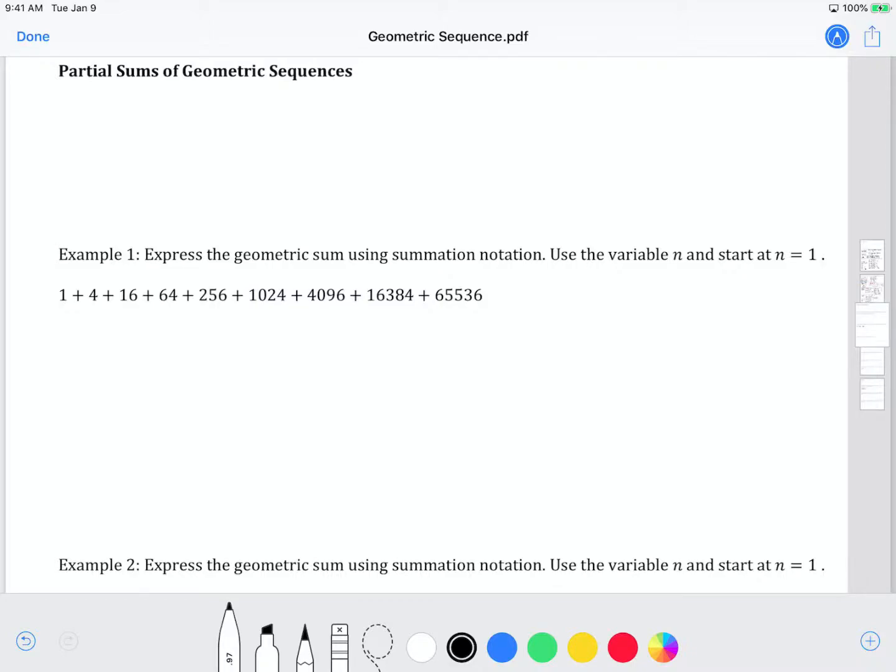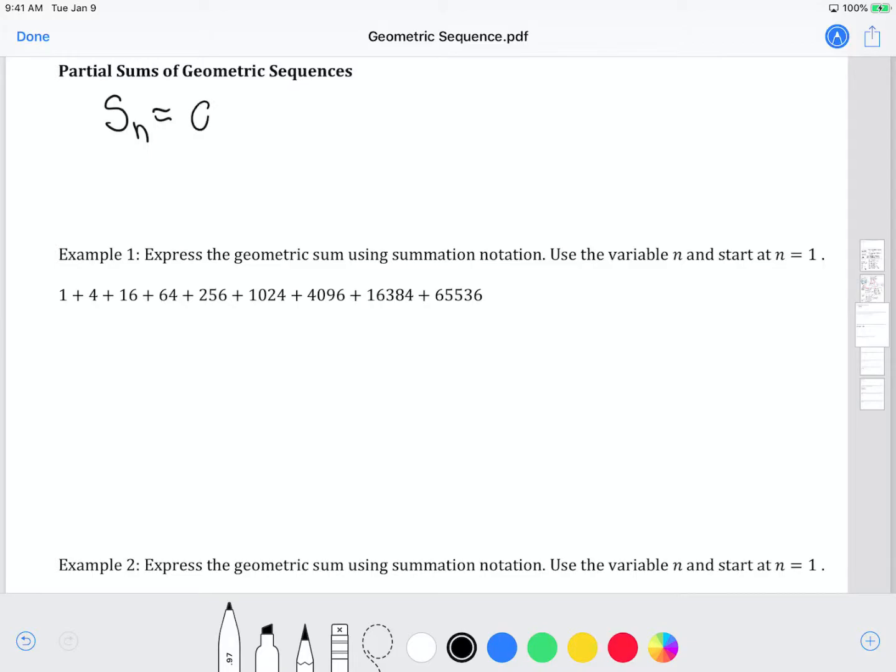Okay, now we're going to talk about partial sums of geometric sequences. A partial sum is when you add so many of the first few terms in the sequence, and we denote that by Sn. Now for a geometric sequence, there is a particular formula that we want to use to find the partial sum of the first n terms.